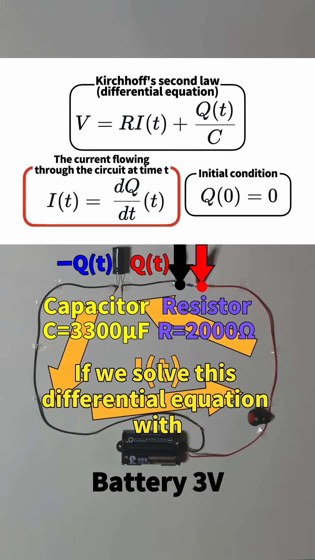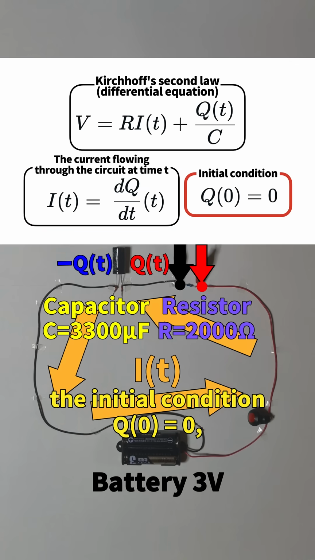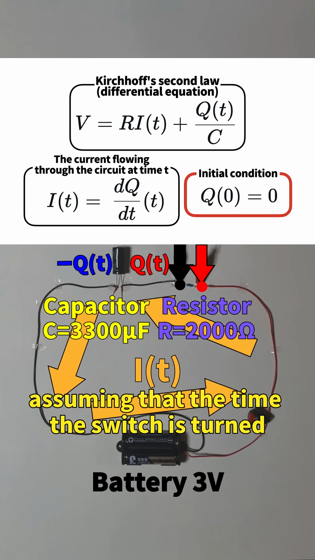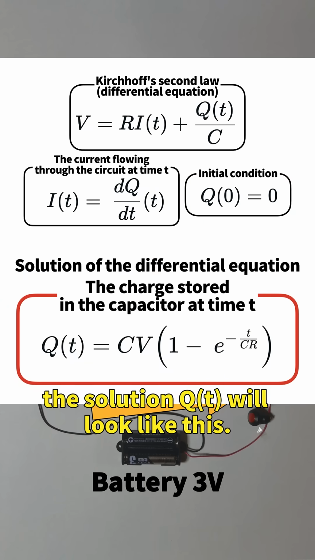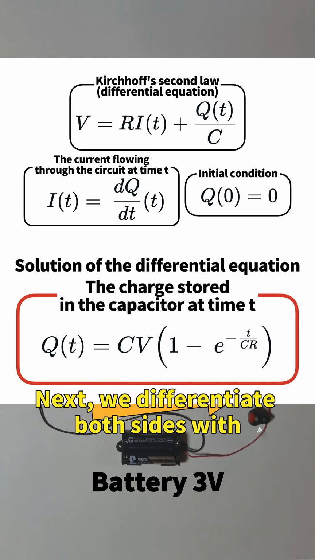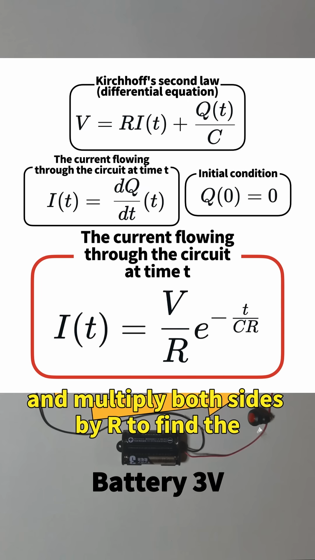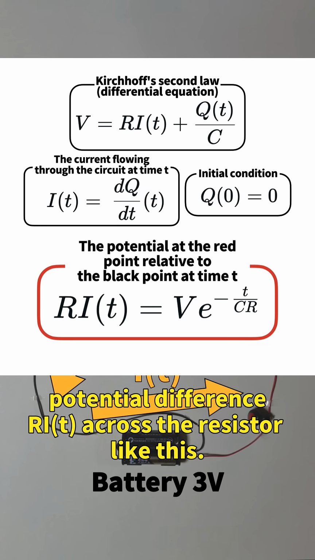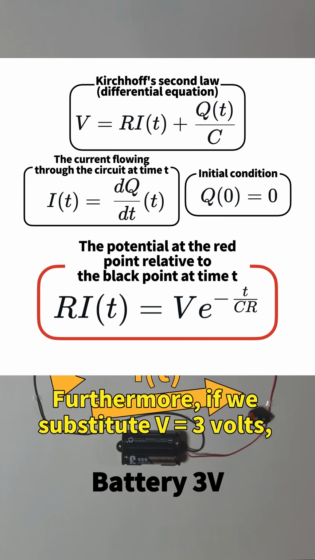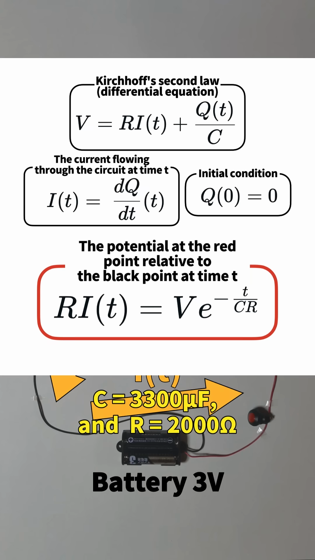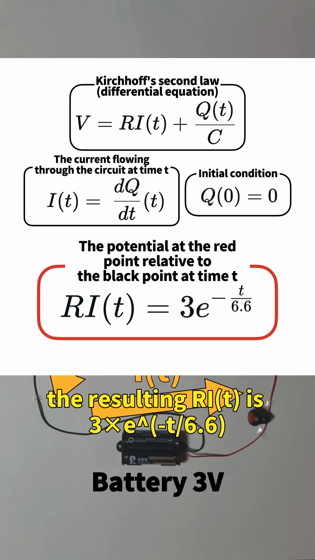If we solve this differential equation with the initial condition Q(0) equals 0, assuming that the time the switch is turned on is t equals 0, the solution Q(t) will look like this. Next, we differentiate both sides with respect to time to find I(t), and multiply both sides by R to find the potential difference R I(t) across the resistor like this. Furthermore, if we substitute V equals 3 volts, C equals 3300 microfarads, and R equals 2000 ohms into the right-hand side of this equation, the resulting R I(t) is 3 times e to the power of negative t over 6.6.